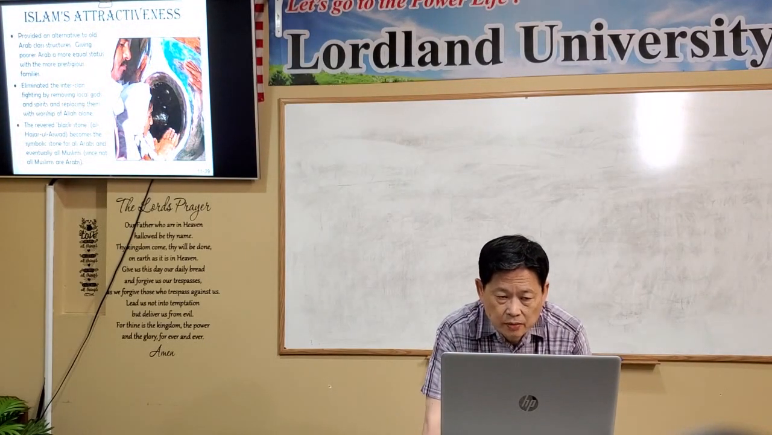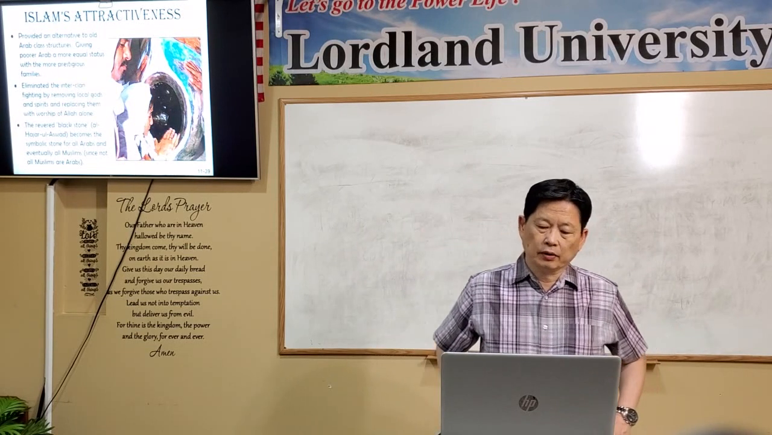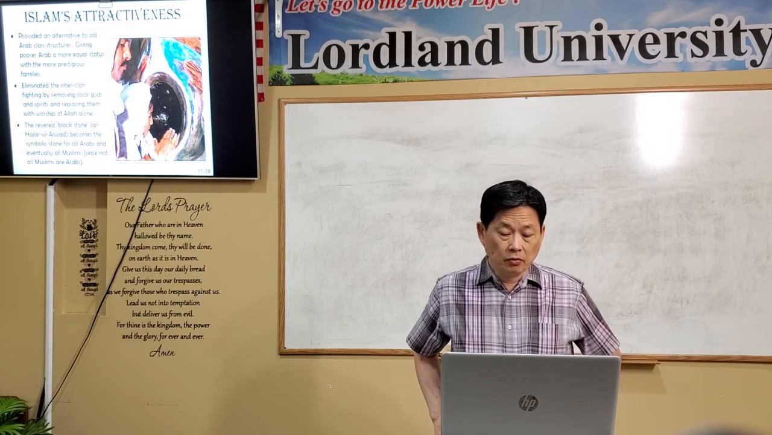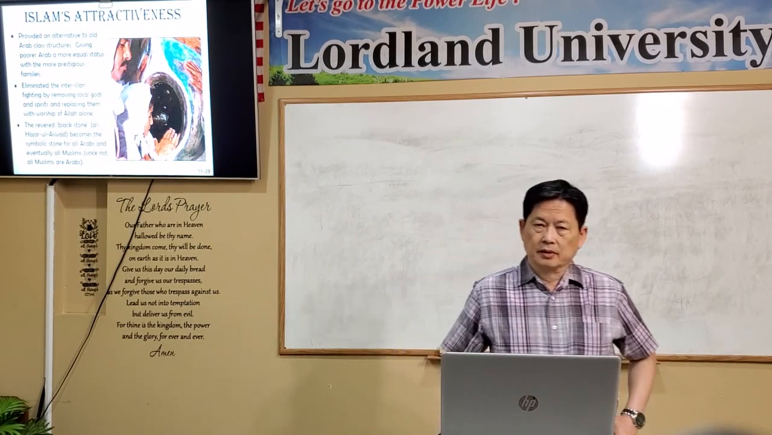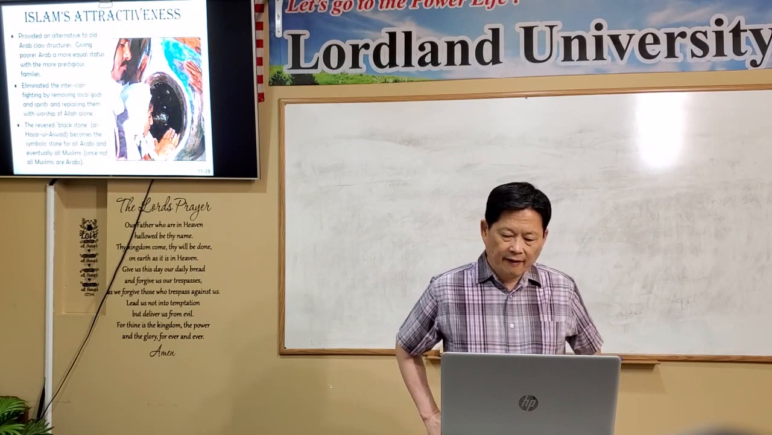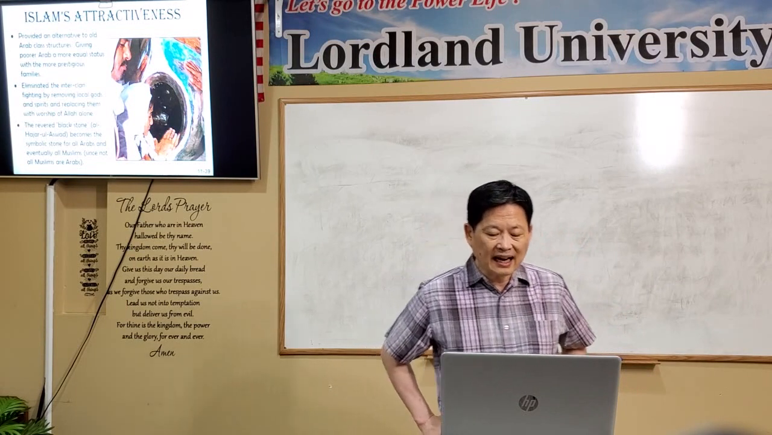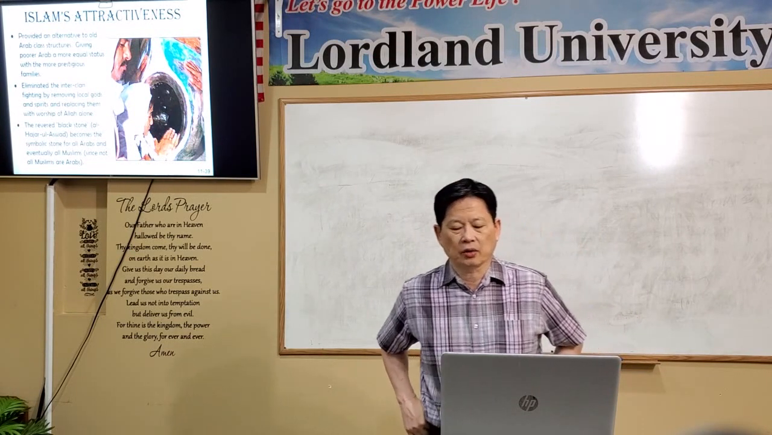Islam's attractiveness. Islam provided an alternative to the old Arab class structures. Islam gave the poorer Arab a more equal status with the more prestigious families. Islam eliminated inner clan fighting and inner family fighting by removing the local gods and spirits and replacing them with the worship of Allah alone.